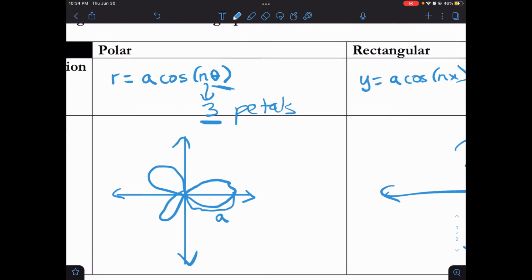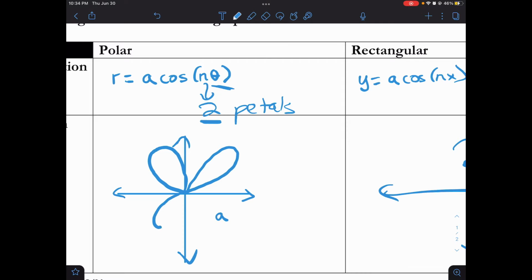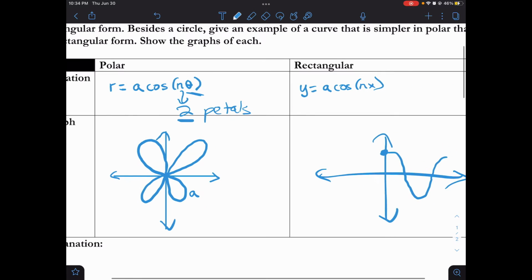And if it was 2, it would not cross. So we know that in a rose curve, if this value right here is 2, there are going to be 4 petals, 4 loop-de-loops.